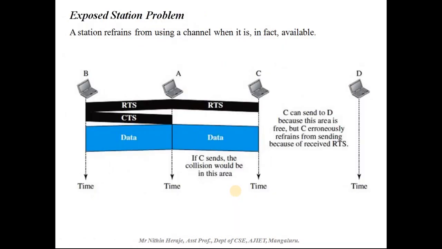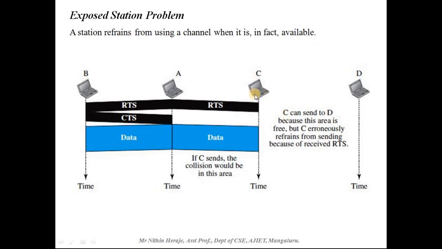Next is the exposed station problem. We had spoken about the hidden station problem, how collision is not detected because of the hidden station. The exposed station problem is a different case. If you look at this, A sends an RTS frame requesting to send, for which this particular node C is exposed. B will send the clear to send, and A will send the data to B.